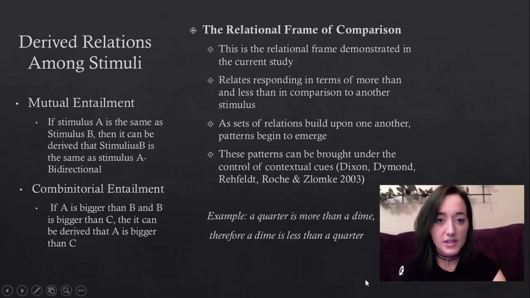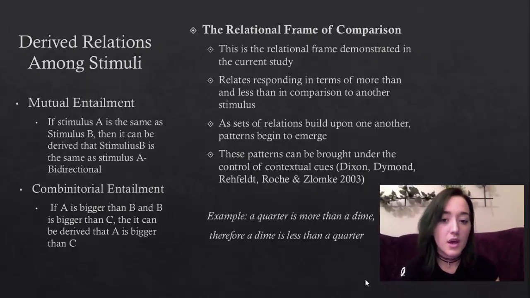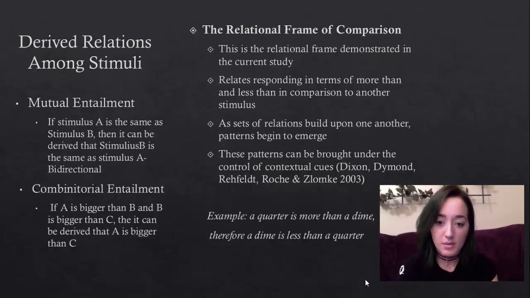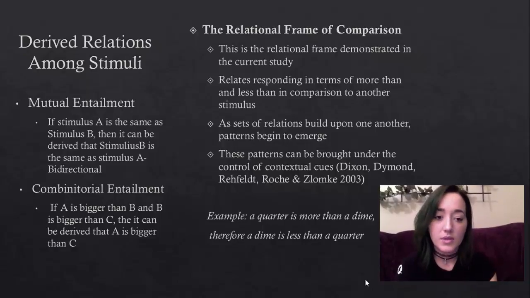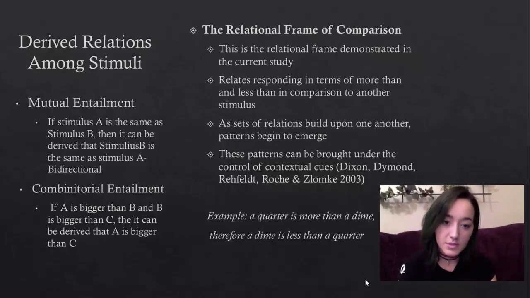So there are actually a lot of different types of relational frames. We gave a couple of different examples of mutual entailment and combinatorial entailment. The one that was primarily used in the study was the relational frame of comparison, which relates responding in terms of being more than or less than in comparison to another stimulus.